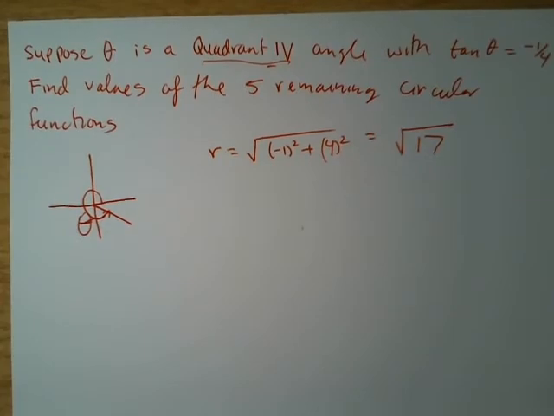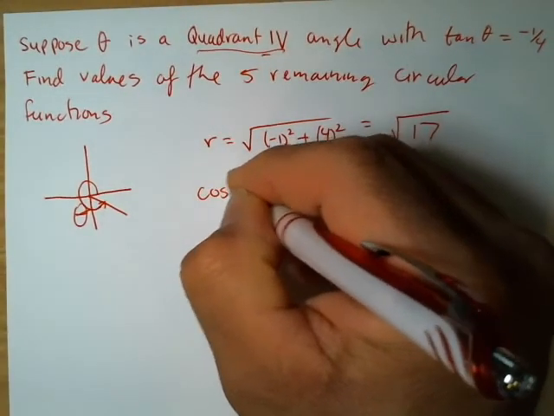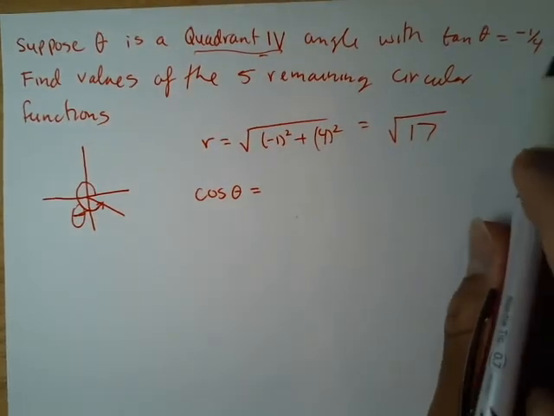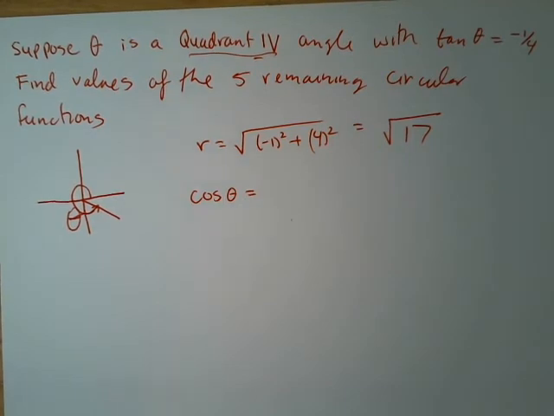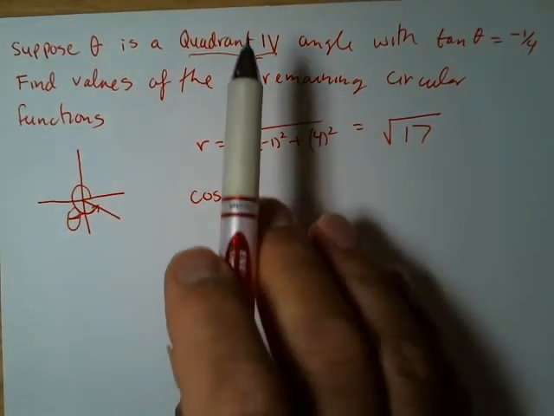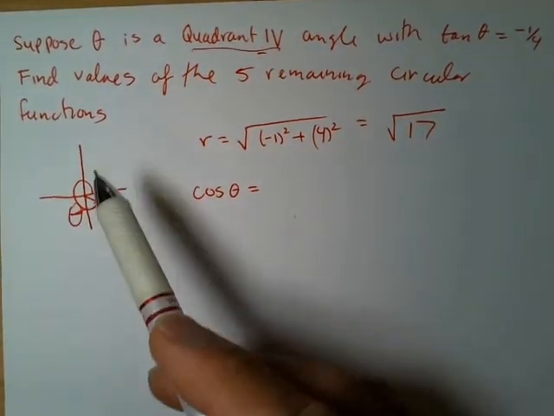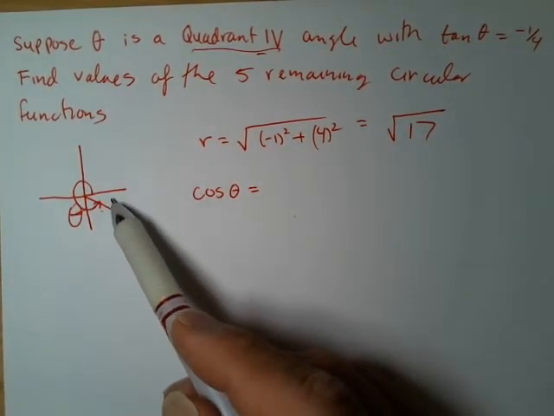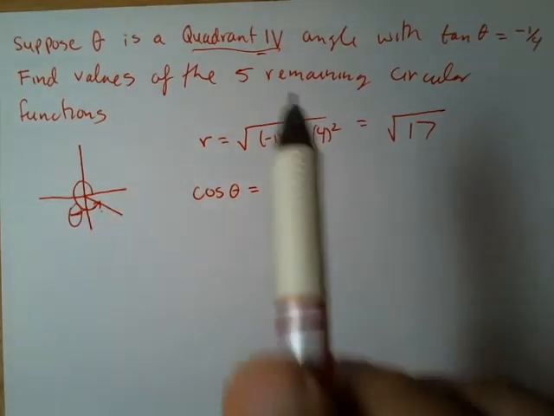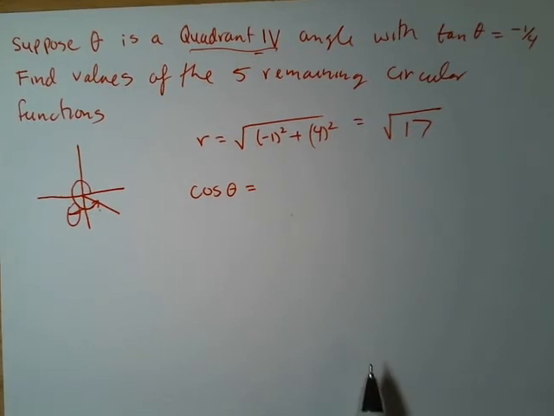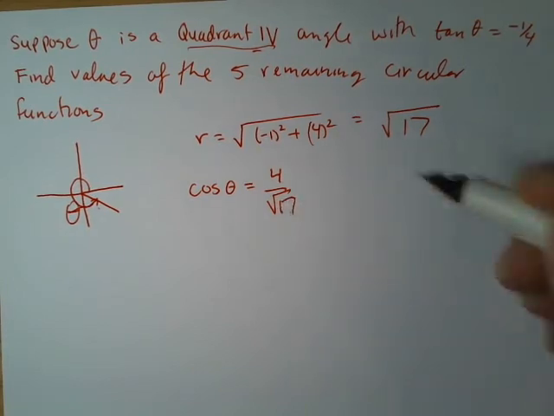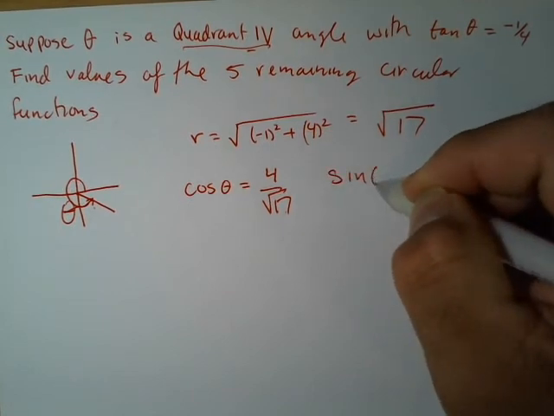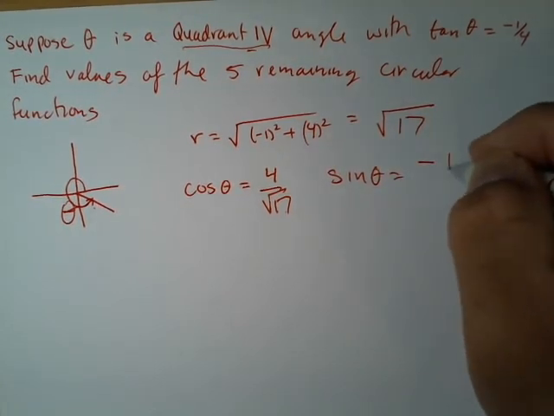All right, so cosine of theta. Now be careful here, right? Even though we see that the negative is written here with the 1, that doesn't necessarily mean that it's the x coordinate that gets the negative. That's where I make use of quadrant 4. In this quadrant, x is positive, y is negative. So this is a very vital piece of information to let us know that in this case, the cosine will be 4 over root 17, the x over r. And then for sine theta, we get negative 1 over root 17.